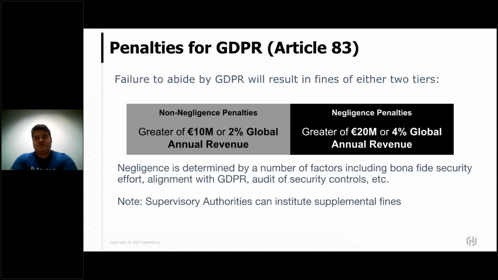All of this is really critical to understand because the penalties for GDPR are very significant. There are two tiers of penalties for GDPR, non-negligence and negligence. Non-negligence is either the greater of 10 million euros or 2% of global annual revenue. And negligence, which is much more likely to be what you are struck with in the event of a non-compliance with GDPR, is the greater of either 20 million euros or 4% of annual global revenue.